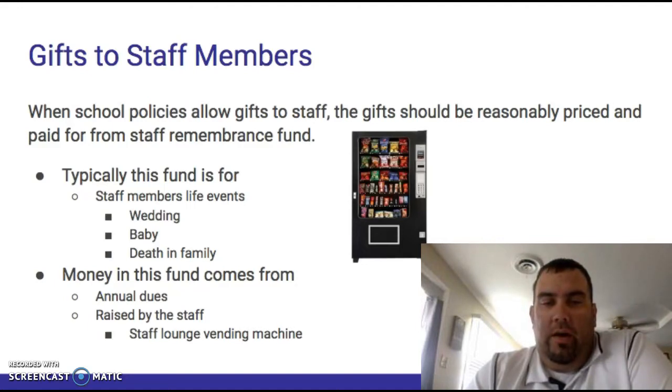As for where the money in this fund comes from, there are annual dues. At my school last year, our annual dues were $25 a staff member. It's raised by the staff. Also, money in the account can come from fundraising, such as vending machines in the staff room. If there's a pop machine or candy machine or anything in the staff lounge, the profits that machine makes can also go into the Staff Remembrance Fund.